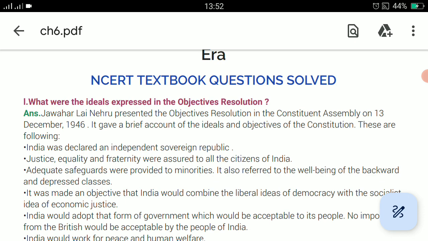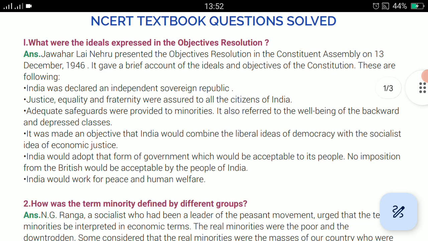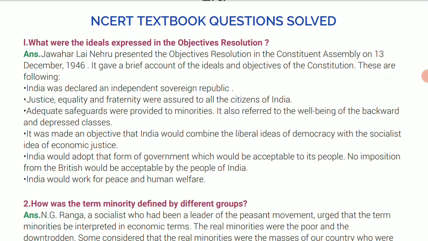What was the Objective Resolution? Pandit Jawaharlal Nehru presented the Objective Resolution in the Constituent Assembly on 13 December 1946, and the Objective Resolution gives a brief account of the ideals and objectives of the Constitution. What were the ideals and objectives?